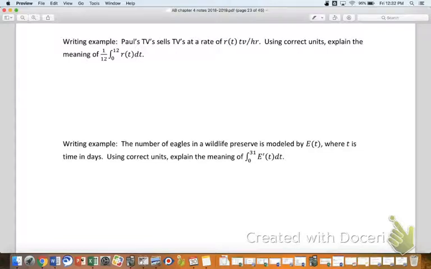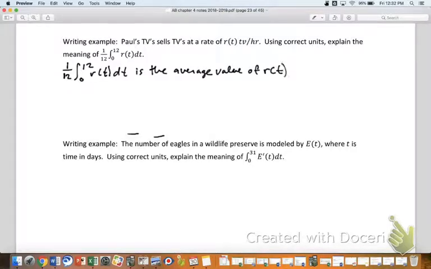Can I show you a really generic answer? This would probably get you by, but it is the least contextual, so of the good answers, this would maybe be the worst good answer. So here we go. I would say that this means the average value of R of t. Does that make sense so far? You see that average value expression?